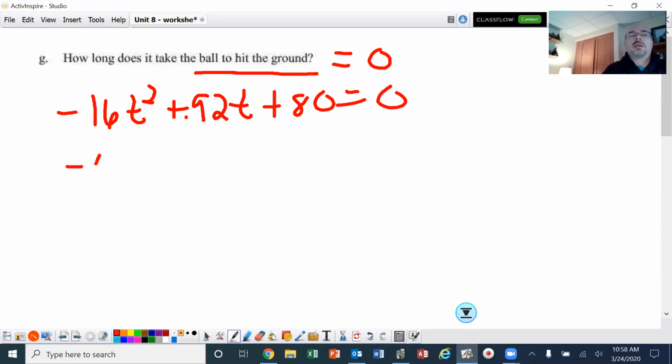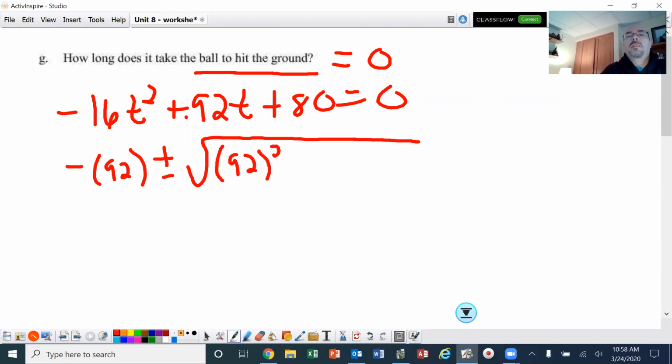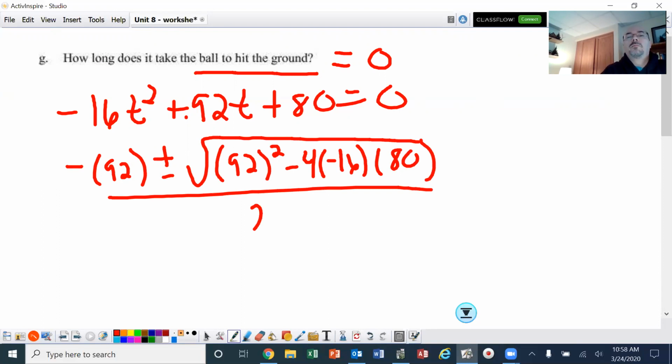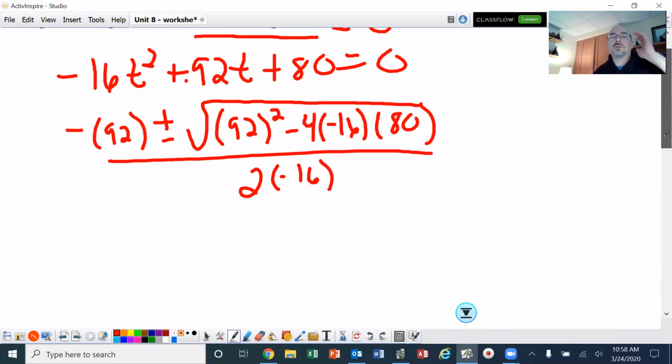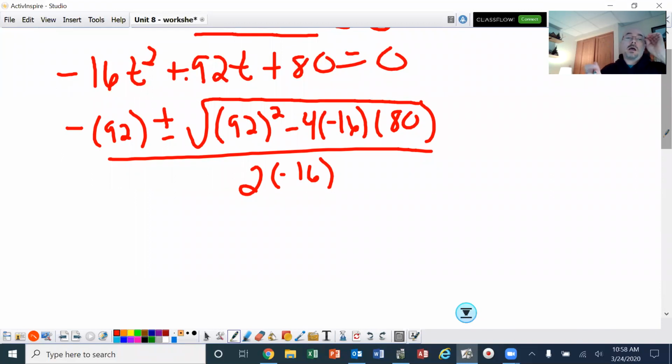So we've got negative b plus or minus the square root of b squared minus 4 times a times c, all over 2 times a. I'm not going to jump back and forth with the calculator. We just did one exactly like this. We're going to do the inside of the square root first.